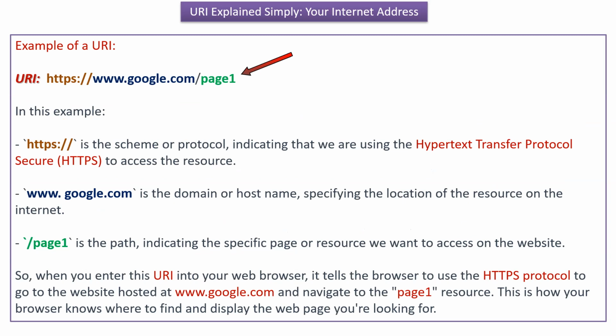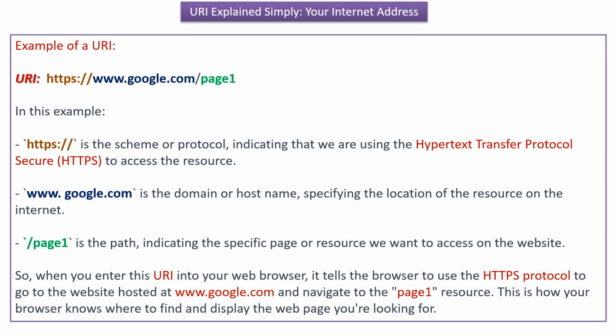Here you can see an example of URI: https://www.google.com/page1. In this example, HTTPS is nothing but the scheme or protocol, which indicates that we are using Hypertext Transfer Protocol Secure, or HTTPS protocol, to access the resource. www.google.com is nothing but the domain or host name, which specifies the location of the resource on the internet. Page1 is nothing but the path, which indicates the specific page or resource we want to access on the website.